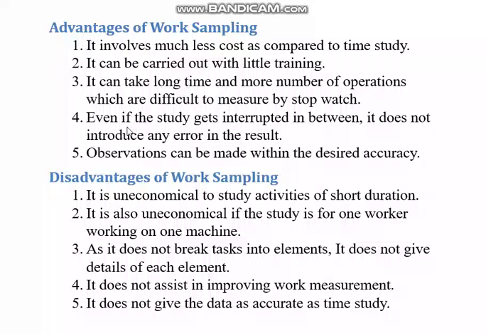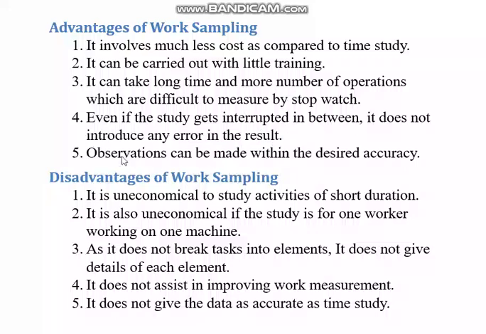Okay, now the fourth advantage of work sampling is even if the study gets interrupted in between, it does not introduce any error in the result. Whereas in stopwatch time study, if something is interrupted in the middle, those interruptions may cause errors to creep into our time study. Okay, whereas here, even if he went on rounds, and somebody talked to him, it doesn't matter. Even afterwards, he can go and see whether that person is working or not.